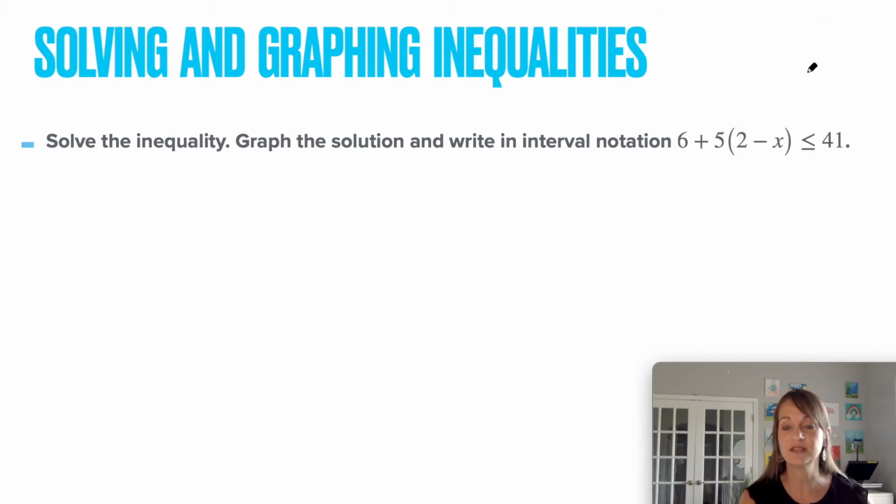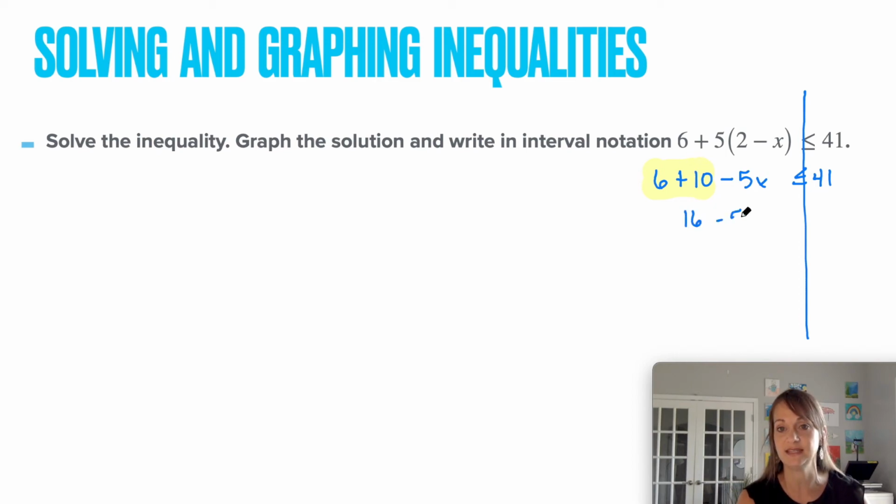So in order to solve this inequality, I first need to get rid of the parentheses by distributing the 5 to get 5 times 2 is 10, and 5 times -x is -5x. Now, in this case, we have 6 and 10 that are on the same side. So we're going to combine like terms since they're on the same side to get 16. And then in order to isolate the x, we are going to subtract 16 from both sides in order to get the numbers together. We'll get -5x is less than or equal to 25.